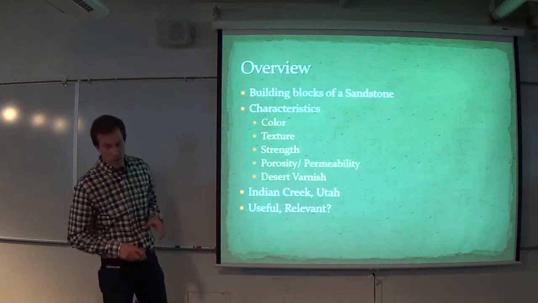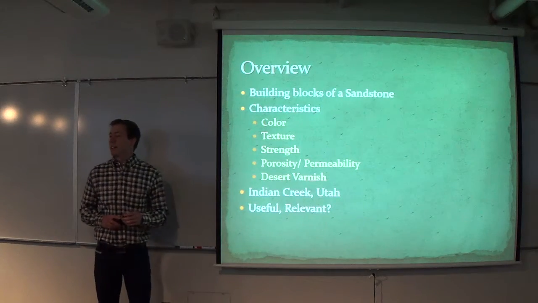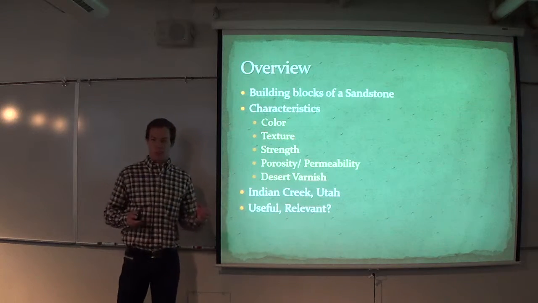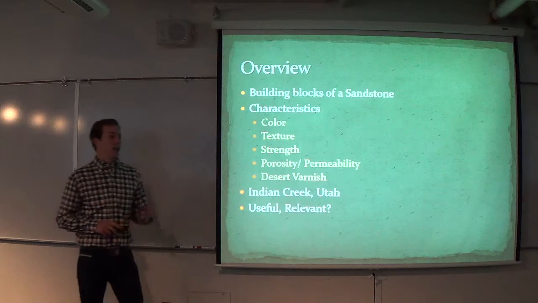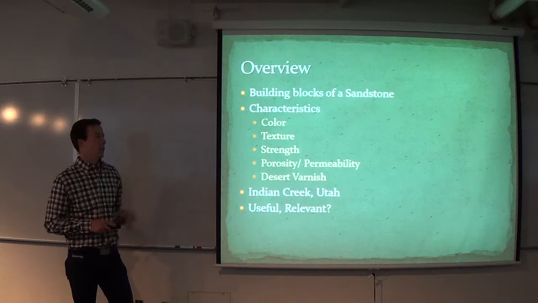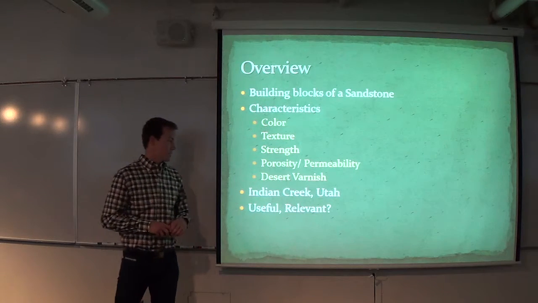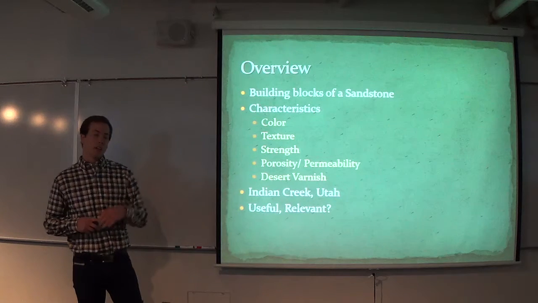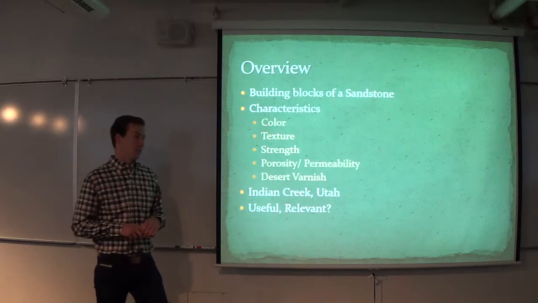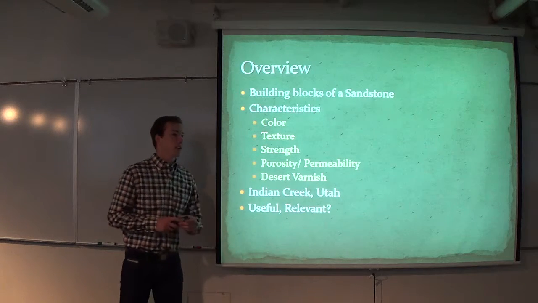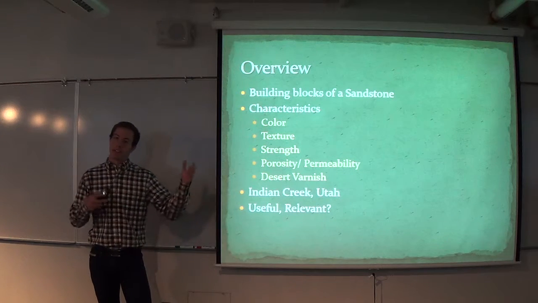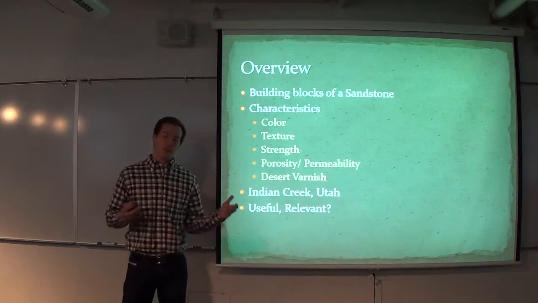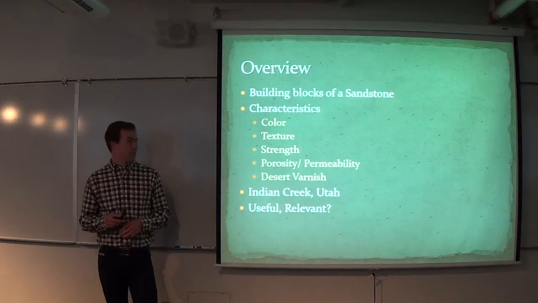So as an overview, I would like to briefly go over the building blocks of sandstone, which should be a review for all of us, and show how those building blocks give different characteristics to the sandstones. In particular, as I go through, I want to be relating it to the Wingate Sandstone, which is found in Indian Creek, Utah. And at the end, I want to talk about how knowing these characteristics and their predictive powers can be useful, and whether what I talked about today is relevant to us as geologists.